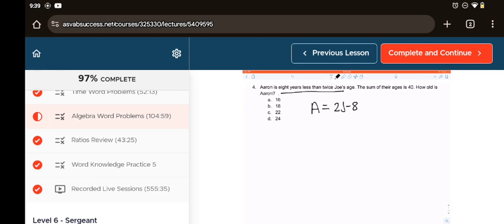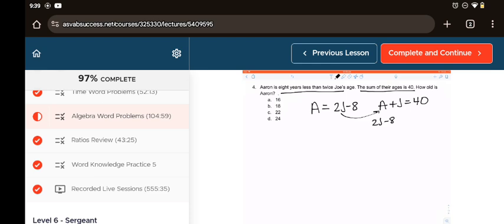Okay? So if that doesn't make sense to you, hit rewind, go back for a second, hear me say it again. But if it still doesn't, then all you need to remember is that when it says less than, or it wants you to subtract, you flip them. Okay? So A equals 2J minus 8. The second one, the sum of their ages is 40. So A plus J is 40. All right, perfect. So let's start plugging stuff in.